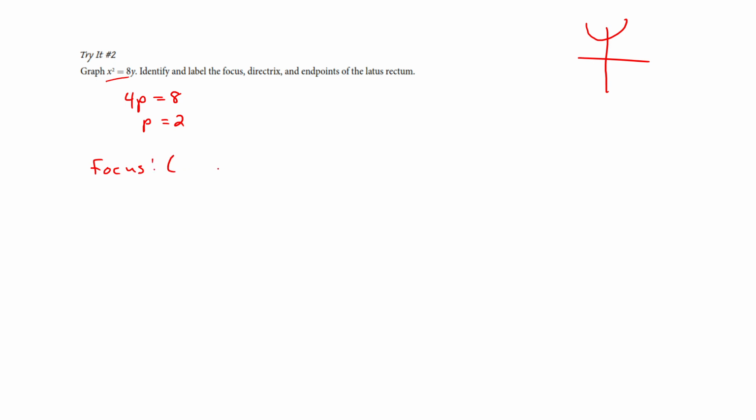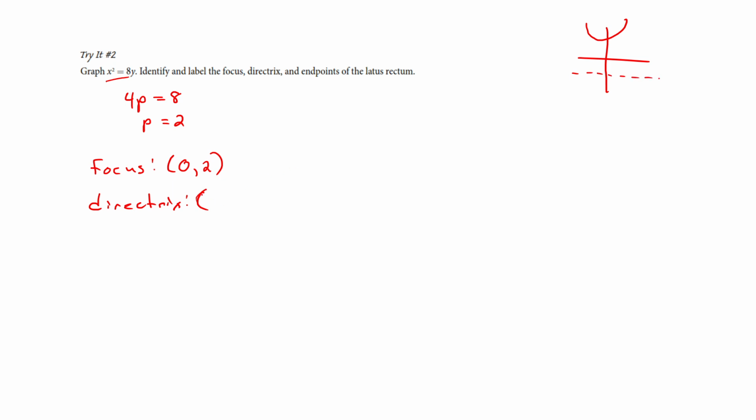Okay, so let's find the focus. It's happening vertically, and p is 2. So we're moving up in the y direction. Now if we take a look at the directrix, that's going to be a line going in the other direction. This is going to be a horizontal line.